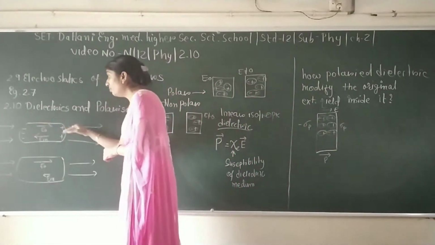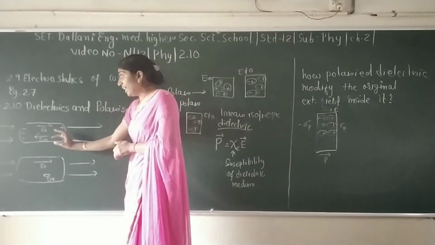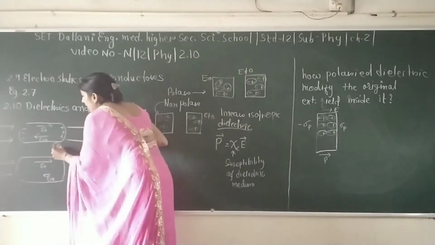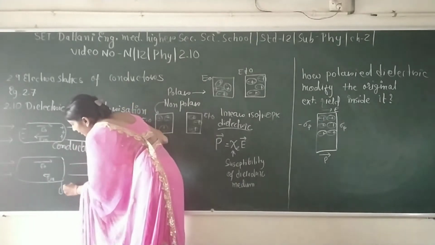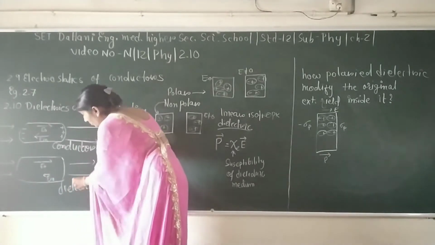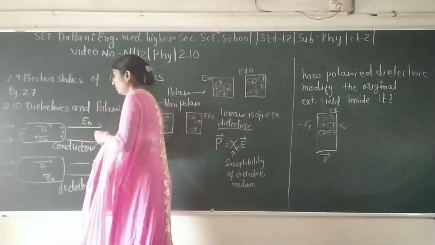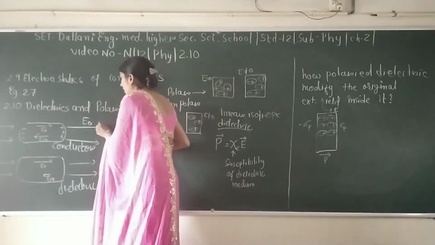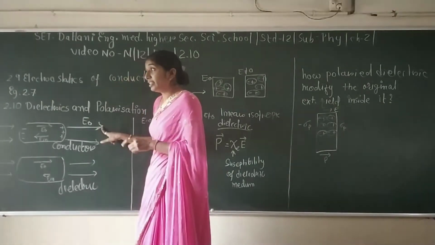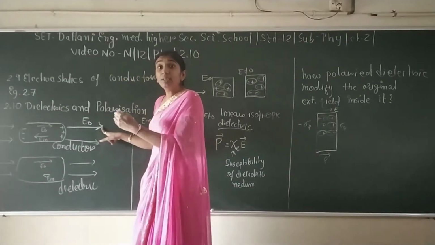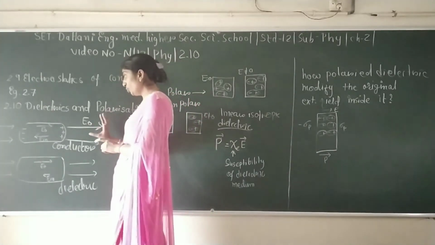Suppose there is an electric field E acting on this rectangular shaped object. The first one is a conductor and the second one is a dielectric. If an external field E0 is applied in this particular direction, in the direction of the arrow, you need to understand that the arrow of the electric field describes that in this direction the electric field is decreasing.